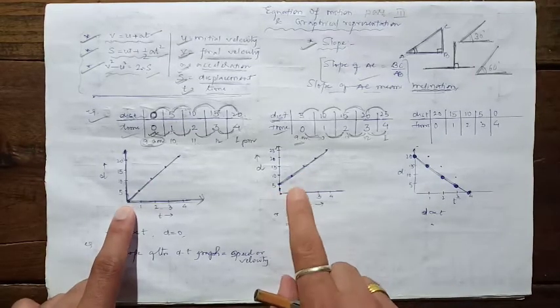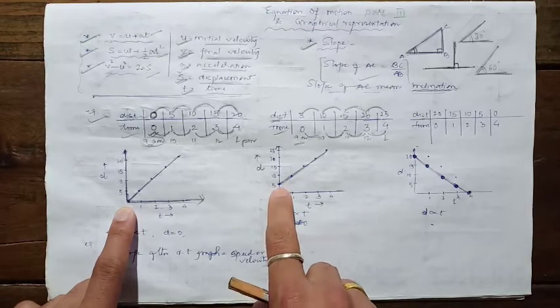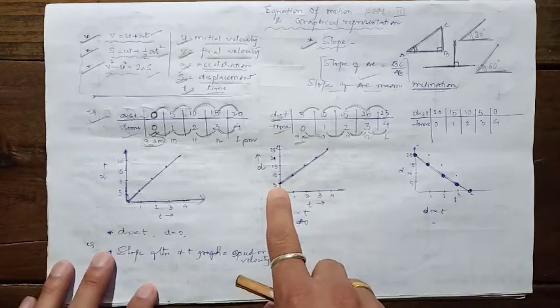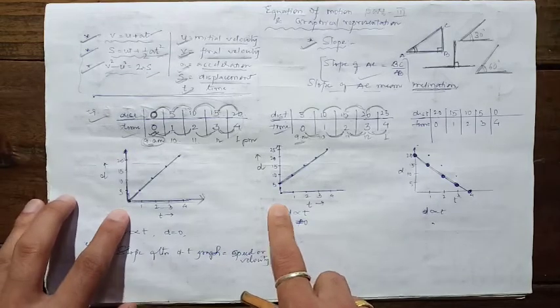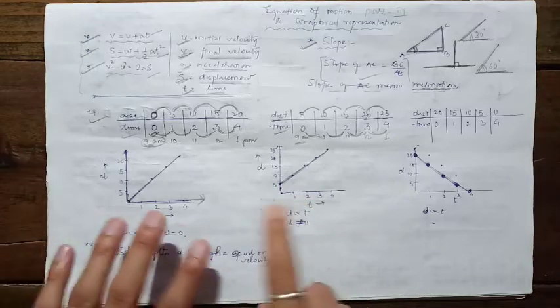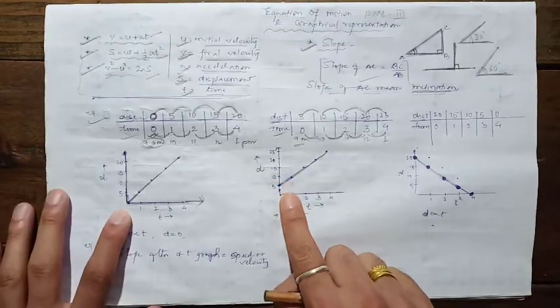Because in this example, I was 5 kilometers away from my home. This is my home, this origin is my home. I was 5 kilometers away from my home, and at that point I started my measurement. But in this example, I was at home when I started my motion, my measurement. So that's why this graph is different. One graph is passing through the origin, the other graph is passing from 5.